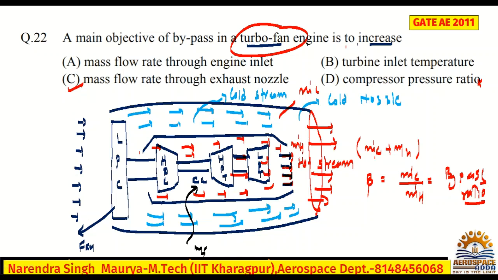Okay, so compared to turboprop and turbofan, if you check, the turbofan is more efficient compared to turboprop in terms of speed and all. Hope you understood this. Done. Now we'll go for the next problem.